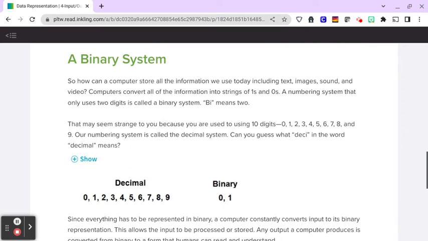A binary system. So how can a computer store all the information we need to use today, including text, images, sound, and video? Computers convert all of the information into strings of ones and zeros. A numbering system that uses only 2 digits is called a binary system. Bi means 2. Think about a bicycle, has 2 wheels. That may seem strange to you because you are used to using 10 digits, 0, 1, 2, 3, 4, 5, 6, 7, 8, and 9. Our numbering system is called the decimal system. Can you guess what deci in the word decimal means?